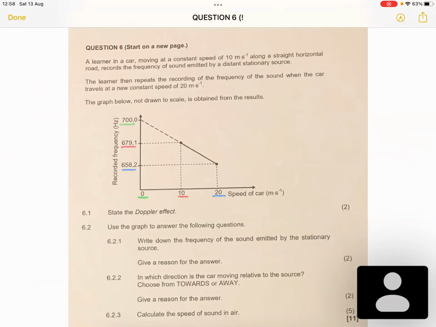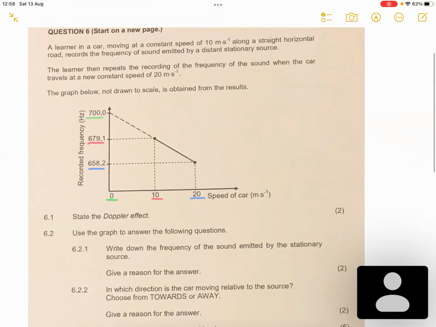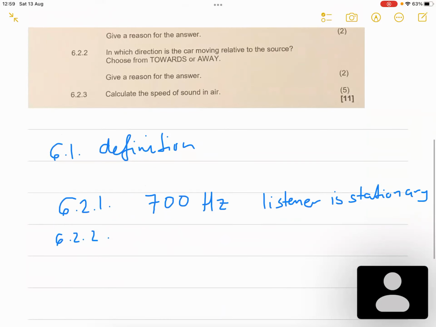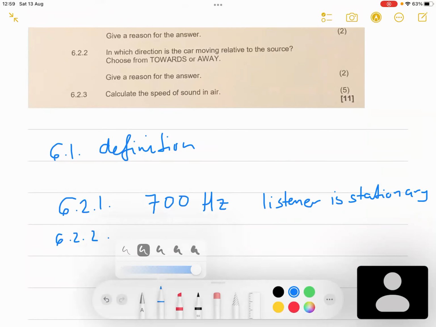Okay, so here is the graph. So the source is emitting a sound at 700 hertz, and then the readings we are getting are 679.1 and 658. So the readings that we are recording are less than the frequency of the source. So what does that tell you? It tells you that whoever is detecting this is moving away from. Okay, so the answer is away.